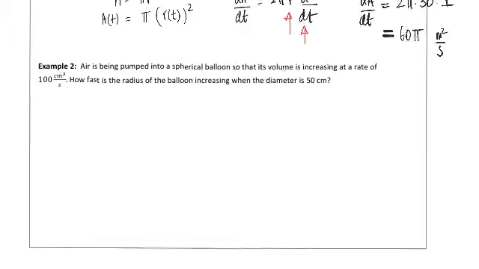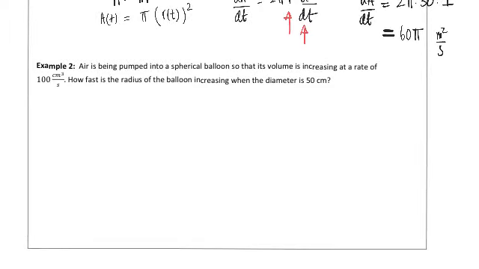Okay, our next example, example 2, says air is being pumped into a spherical balloon so that its volume is increasing at a rate of 100 centimeters cubed per second. How fast is the radius of the balloon increasing when the diameter is 50 centimeters?